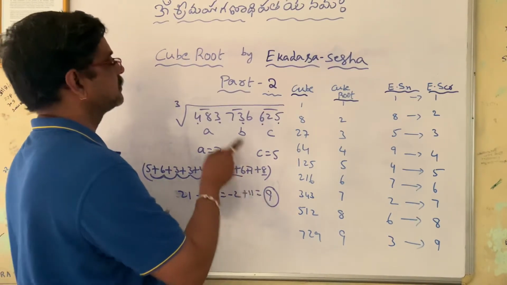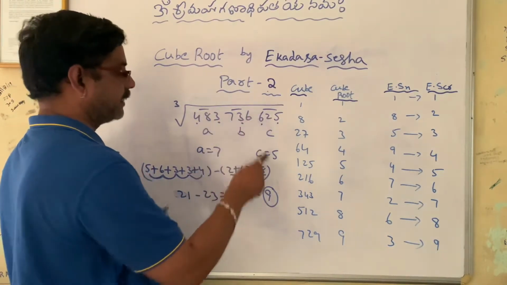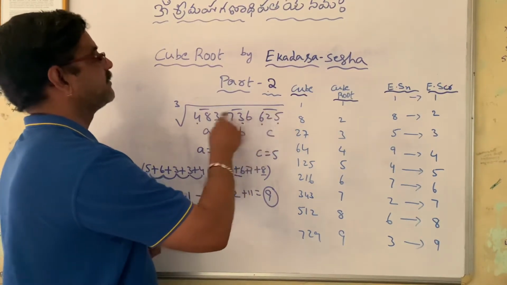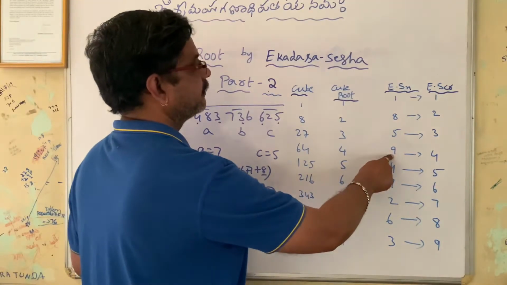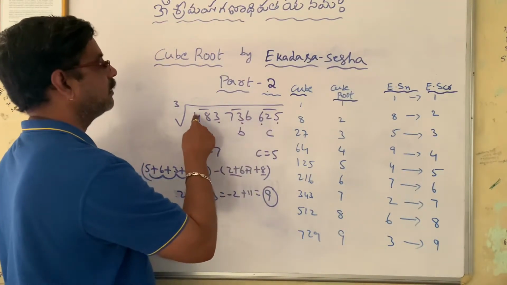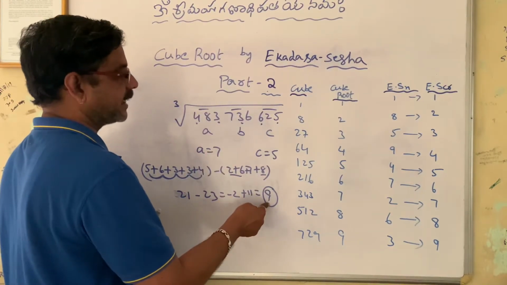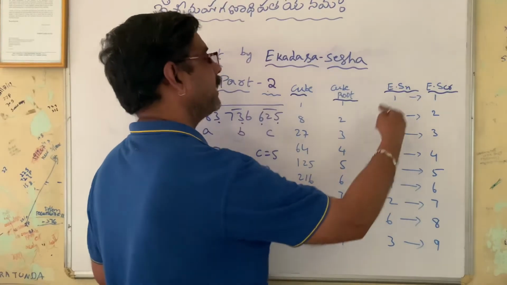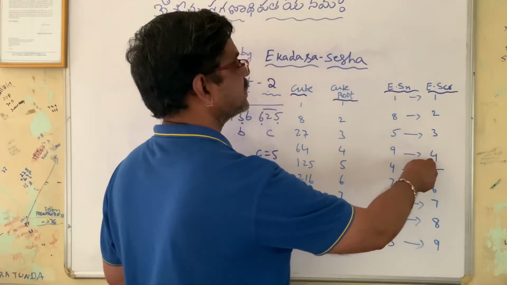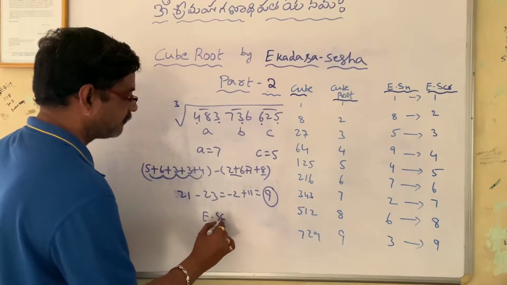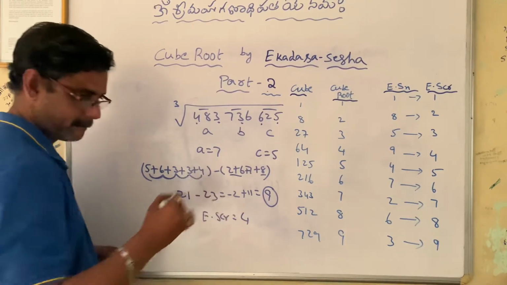Ekadasha Sesha means when we divide this number by 11, we get remainder 9. If the remainder of the given number is 9, the remainder when we divide its cube root by 11 is 4. So Ekadasha Sesha of its cube root is 4.